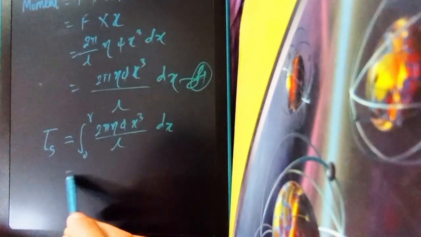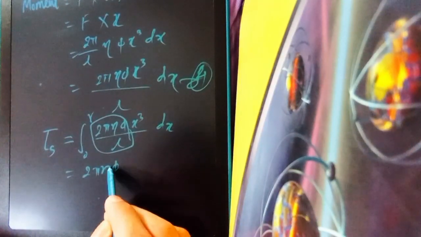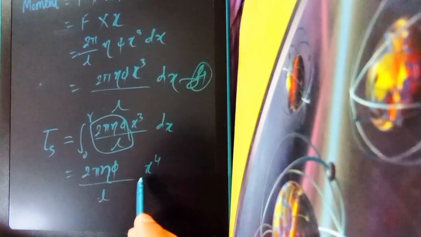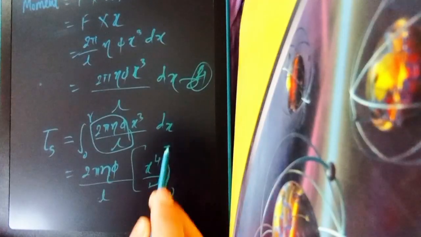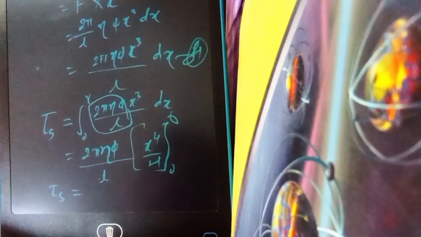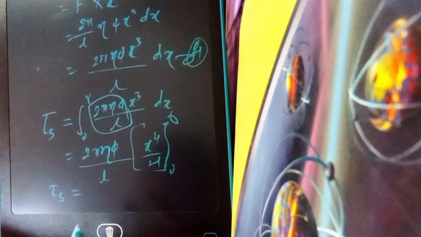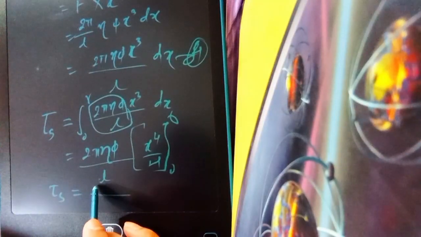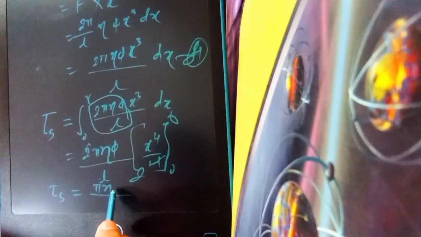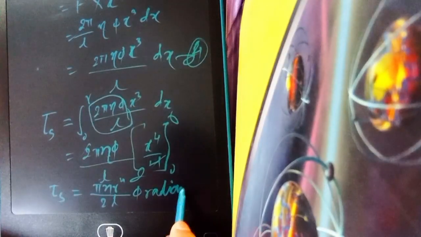Here 2 pi eta phi by L is constant, and x cube integrated from 0 to r gives x power 4 by 4 from 0 to r. So tau will be equal to, 2 and 2 got cancelled, pi eta r power 4 phi by 2L. This phi will come in radians.